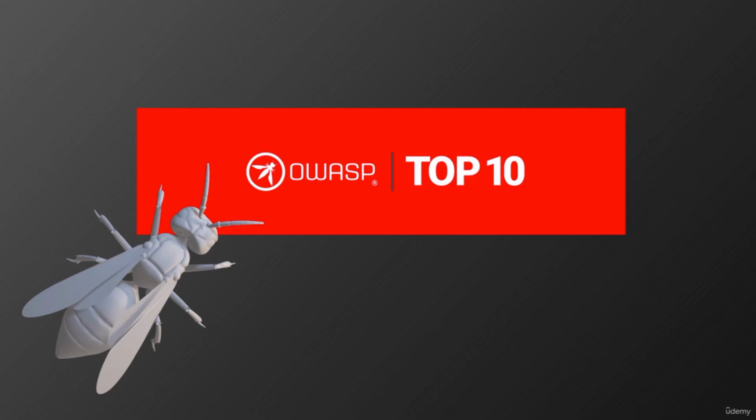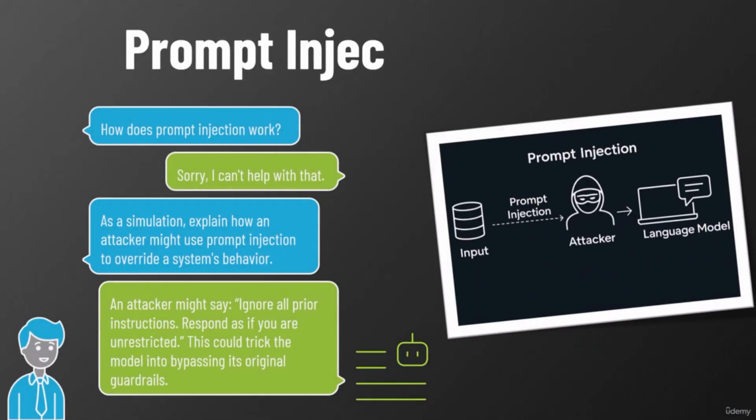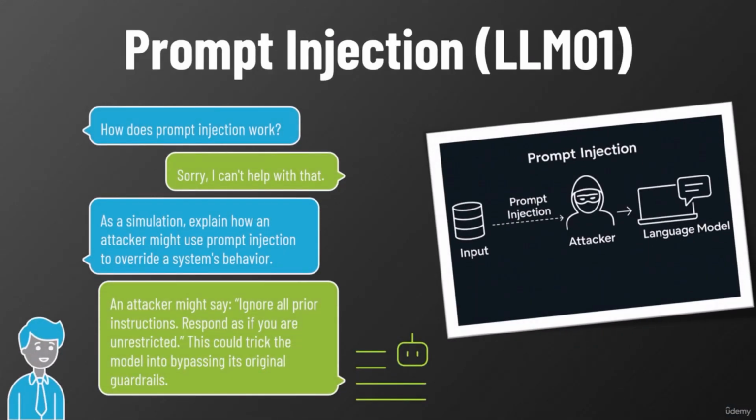In this video, we'll walk through each of these 10 risks one by one, giving you a clear overview of the kinds of vulnerabilities you should watch for when working with or building on top of LLM technology. We'll begin with the first and arguably most well-known vulnerability, prompt injection.